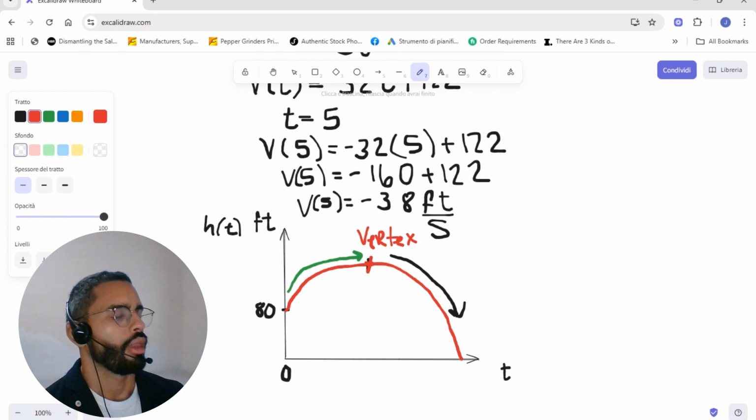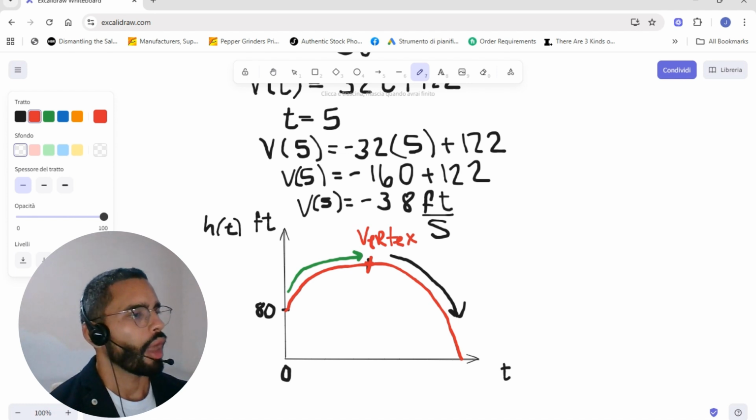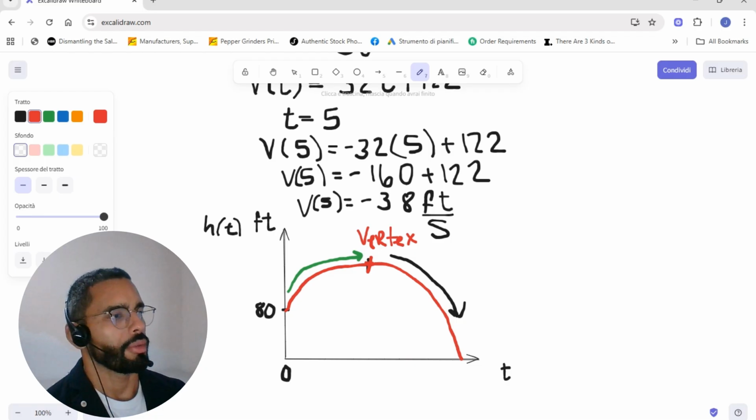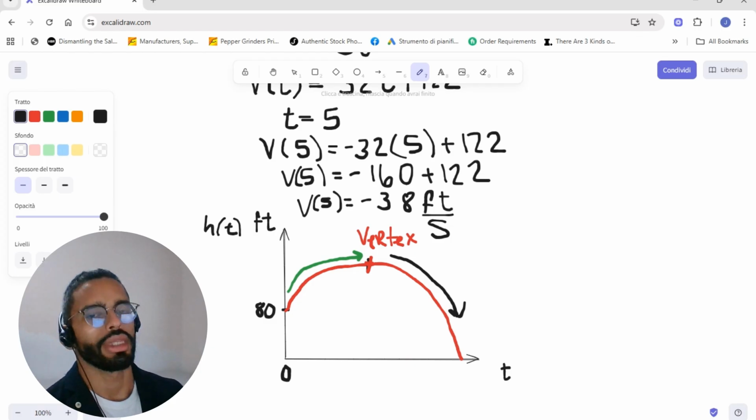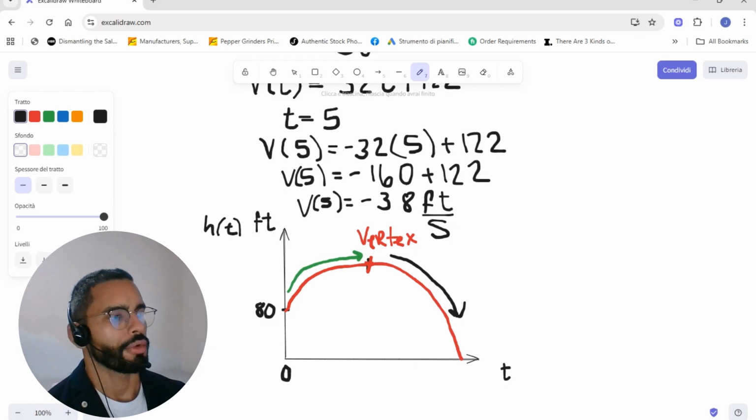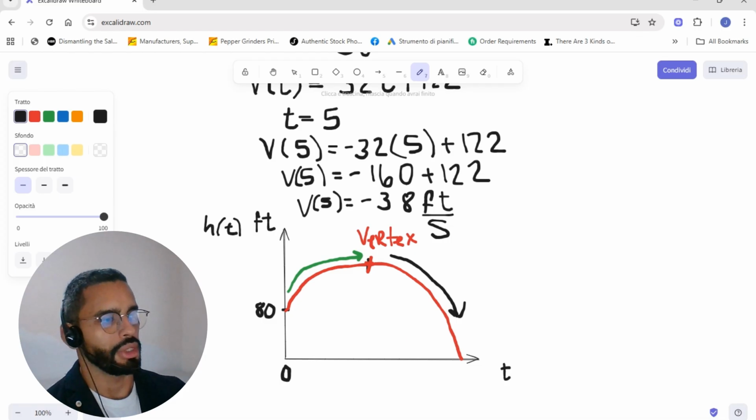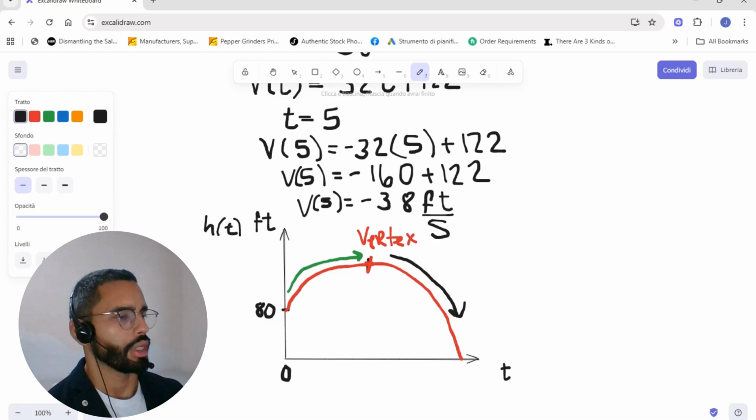All right, so I think we covered a lot today. To recap this last part, having the negative velocity means that the object is going down. It went up, it reached its maximum height, and now it's going down.